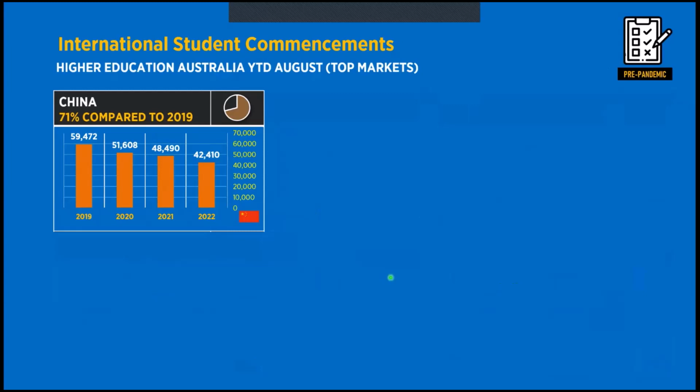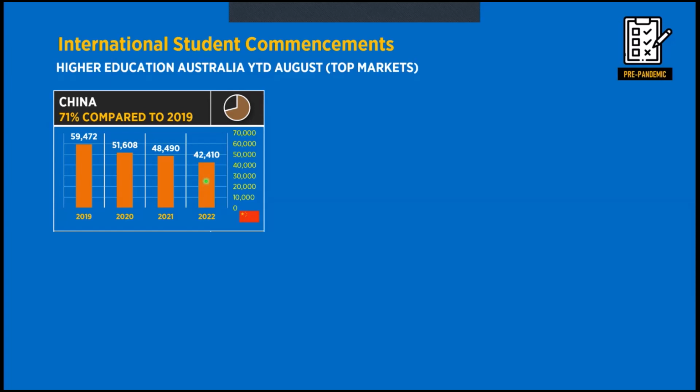China, for example, we are at 71% in comparison to 2019. And as you can see here, unfortunately, there has been a continuous drop in international student commencements from this particular market, which I think, once again, raises a lot of questions. And I think it is going to be a key element of what is going to happen in 2023.